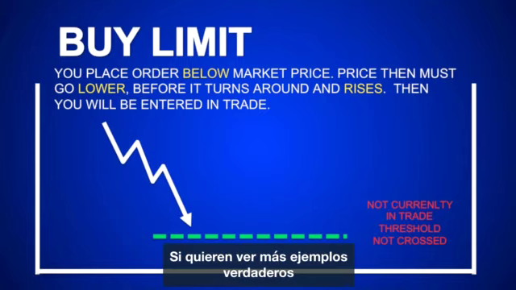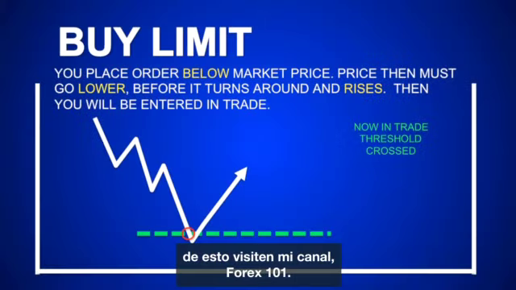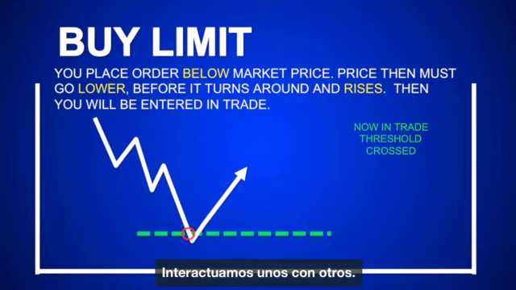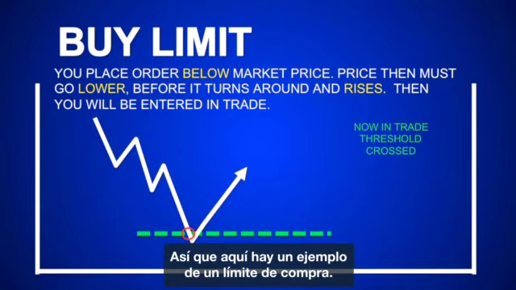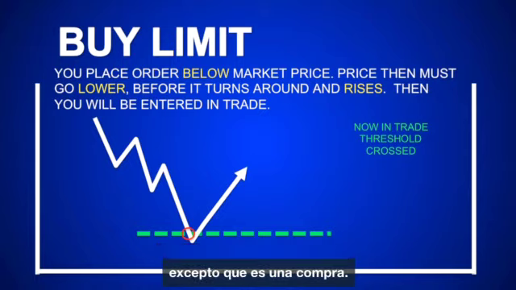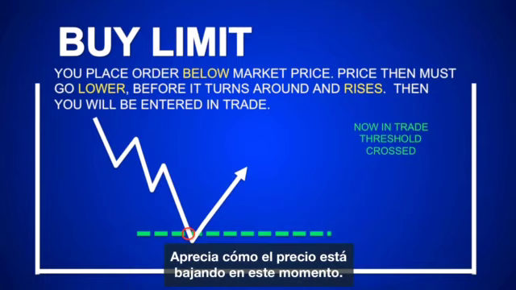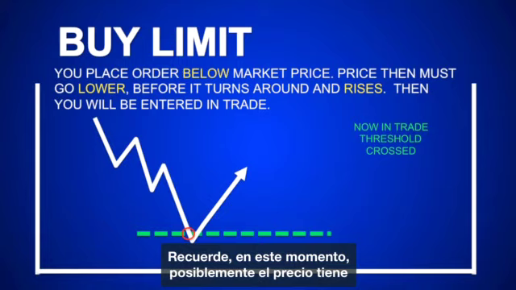Okay. That's what that means conceptually. So here is the exact same order. Now it's actually been activated. And the other one, it wasn't activated. Why? Because it had not yet approached the line. But now that the threshold has been crossed and it's actually turning around, which is great, you are now able to be a happy person because your buy limit has activated the way you want it.